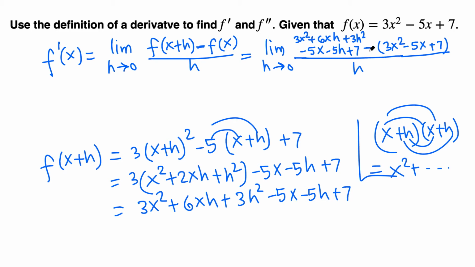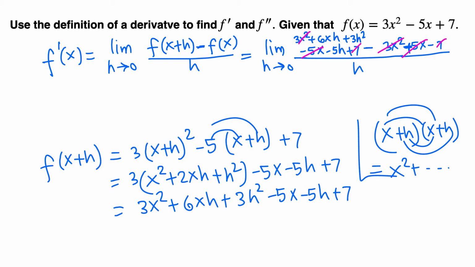Now we need to distribute negative 1. That negative makes negative 3x squared plus 5x minus 7. So negative 3x squared, this negative becomes positive, and this positive becomes negative. Now on the top we can combine several terms. Combine means when they are of the same sign, add, otherwise cancel or subtract. 3x squared positive, negative 3x squared. Negative 5x, positive 5x. Positive 7, negative 7.